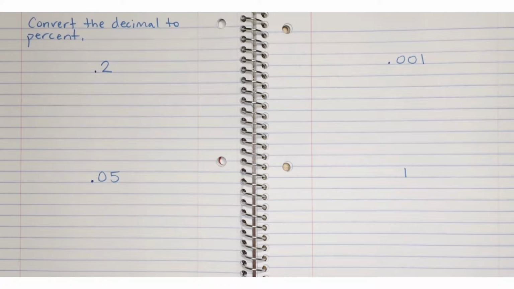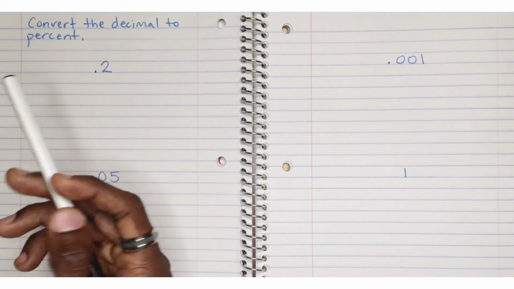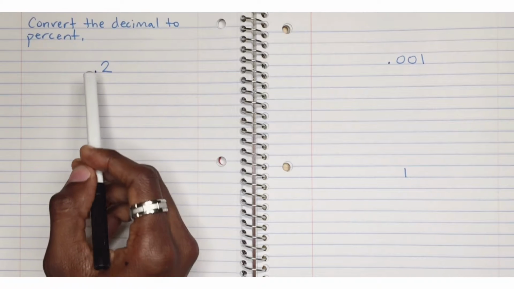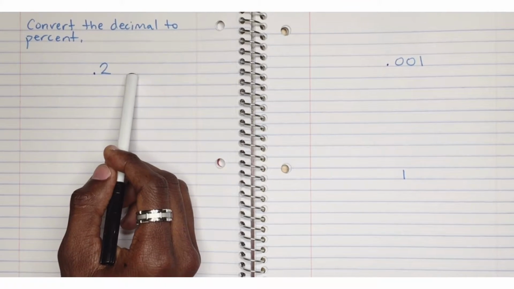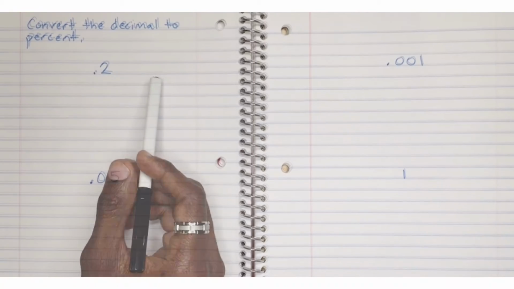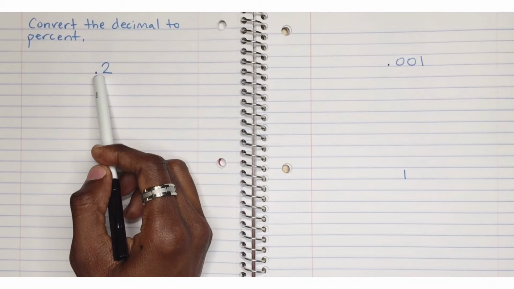So the main idea is that when you have a decimal like what you see here, and you want to turn it into a percent, you have to move the decimal 2 spaces to the right. And then you will replace the decimal with a percent sign. Okay, let's look at example number 1, which says 0.2 is our decimal.